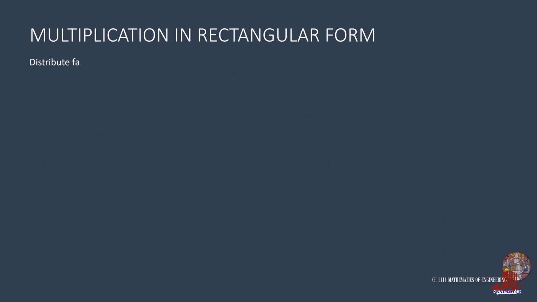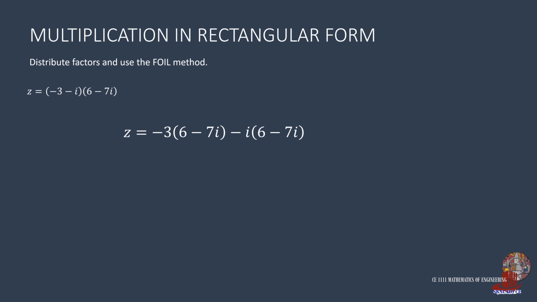Say we are to take the product of negative 3 minus i times 6 minus 7i. For the purpose of clear discussion, solution is made through distributing the terms of the first binomial. Thus, we get negative 3 multiplied by 6 minus 7i minus i times the same quantity. Multiply the exterior factors to have negative 18 plus 21i minus 6i plus 7i squared.